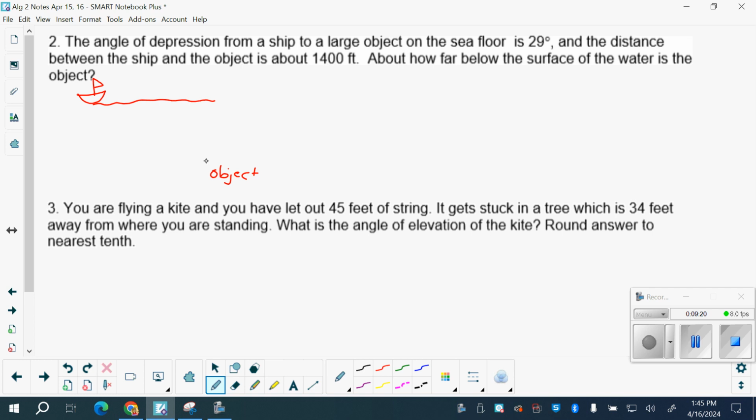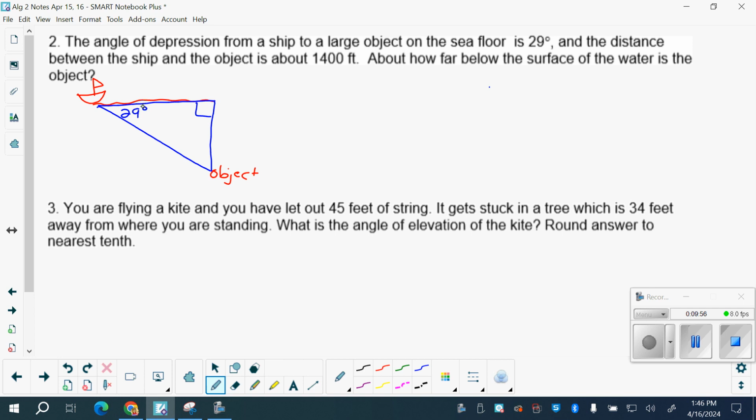About how far below the surface of the water is the object? So the angle of depression from the ship to the object. So my horizontal is here. Here's my horizontal line. So my angle of depression will be here. With your horizontal, we're looking down, so that's my angle of depression. Does that make sense? So now the distance between the ship and the object is 1,400.